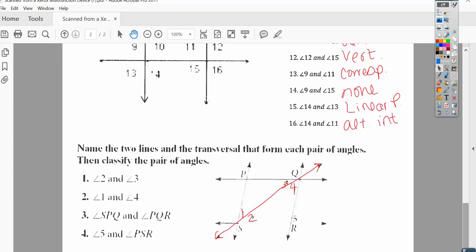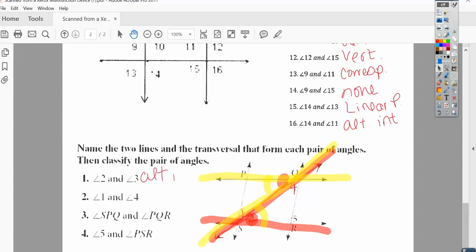Okay. Angle 2 and angle 3. Notice angle 2 touches this line and this line. And angle 3 touches this line and this line. So what's the relationship between those two? They are alternate interior.